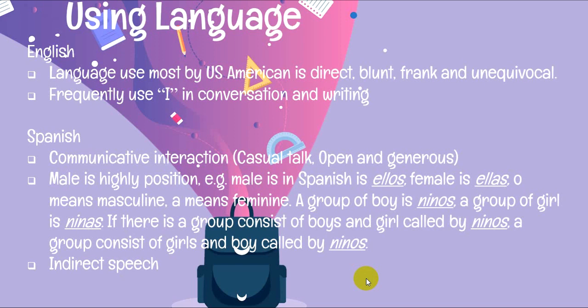And also, a group of boys we call niños, and a group of girls we call niñas. If a group consists of some boys and one girl, we call it niños, and when a group consists of many girls and just one boy, we also call it niños. So the male is clearly highly positioned in every group and every area in Spanish, and also Spanish speakers use indirect speech.